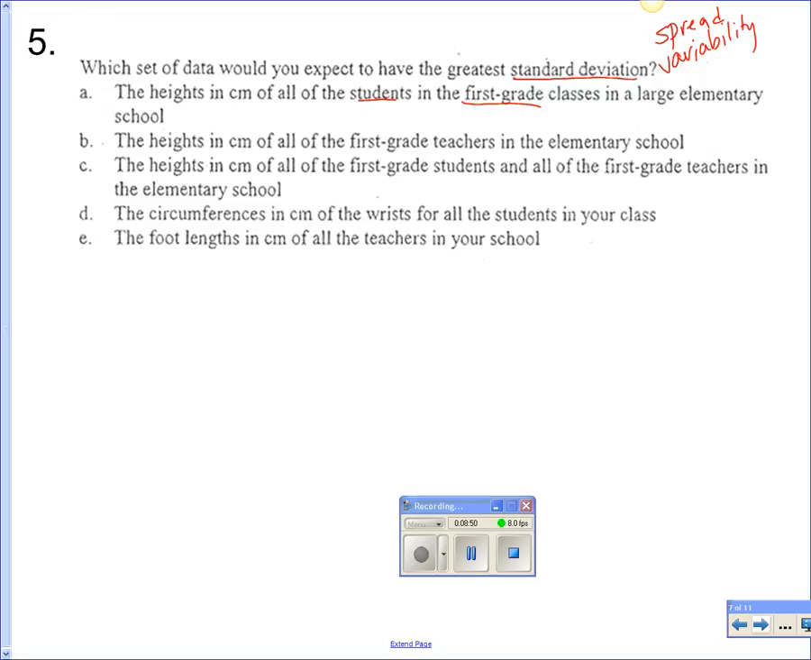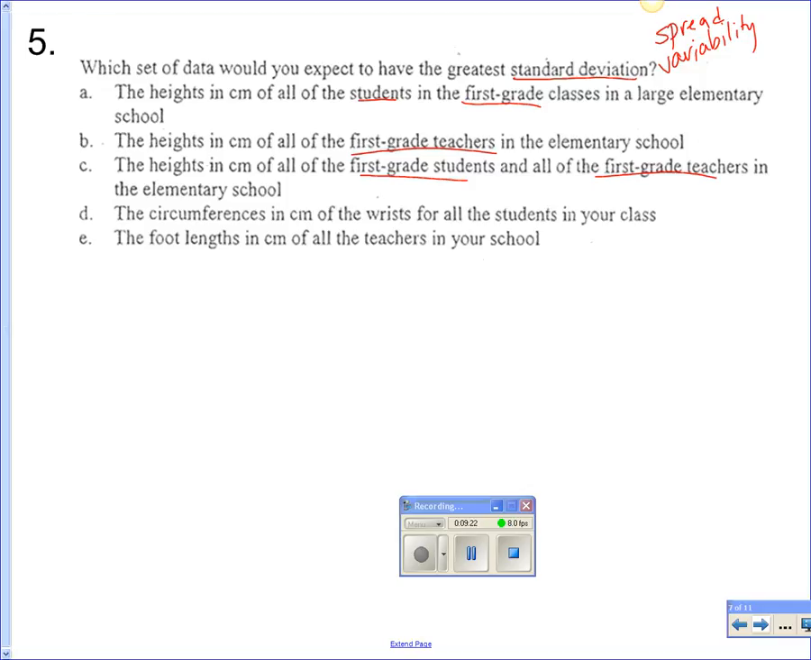B says the heights of all first grade teachers. Well, teachers could definitely vary in the heights. You could have some really tall teachers and some short teachers. C says the heights in centimeters of all first grade students and teachers. So you're putting them in the same group and measuring their heights. Oh, that's going to be a big difference. You're going to have a lot of variety in the heights on that one because you're going to have first grade students and their teachers. There's going to be a lot of variety in the heights.